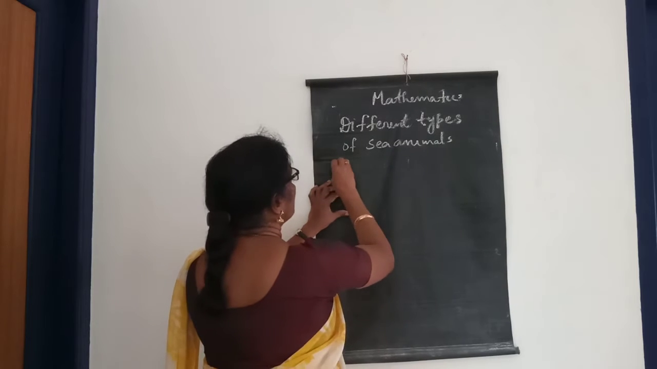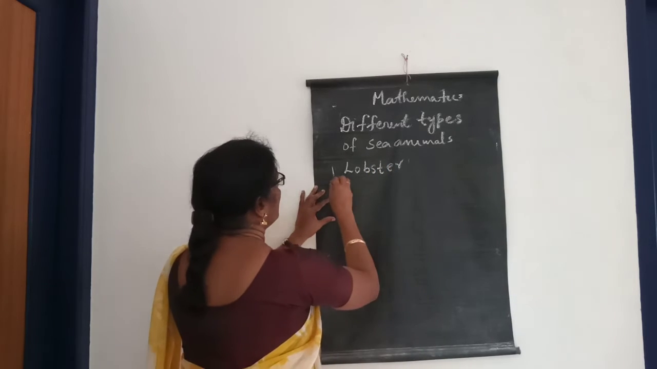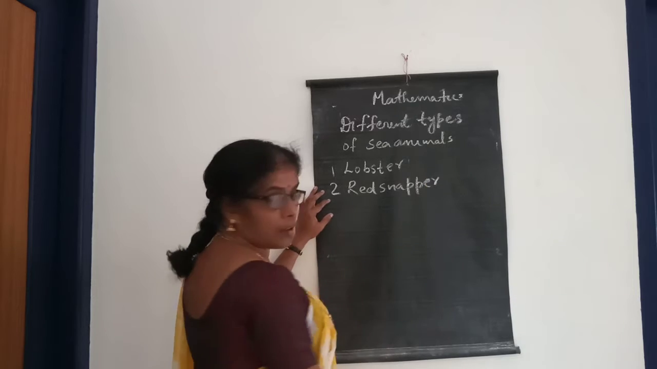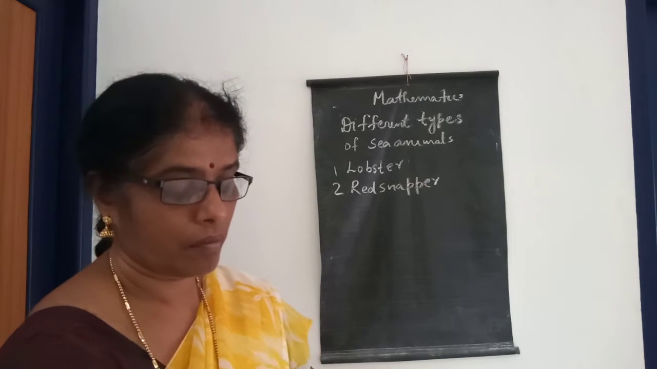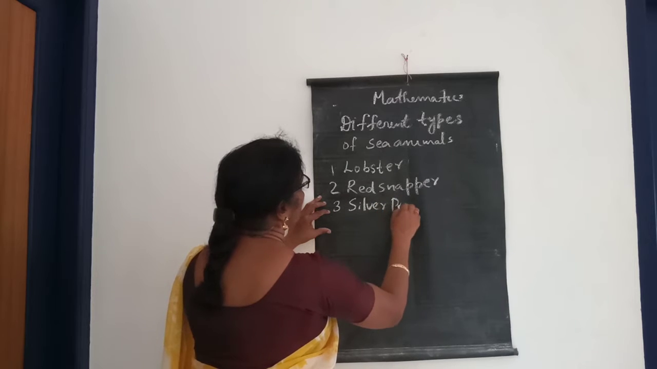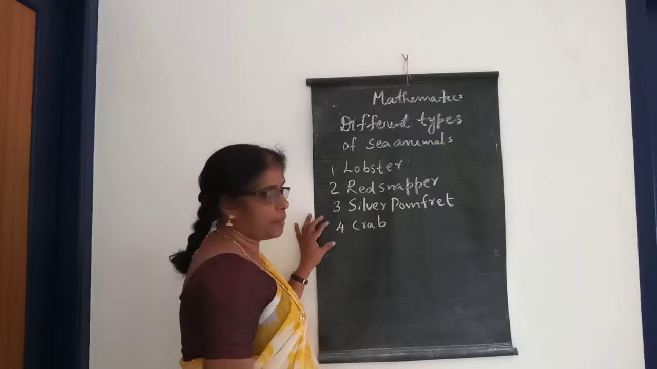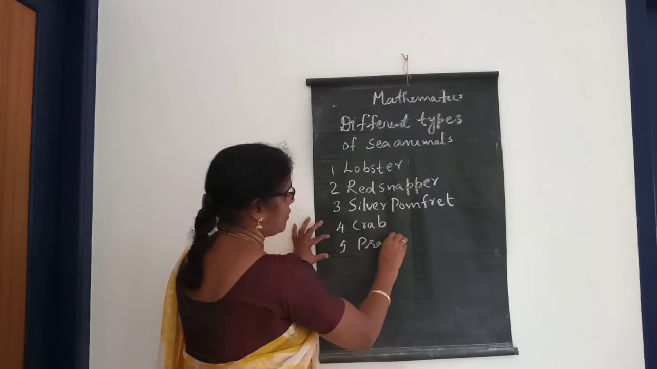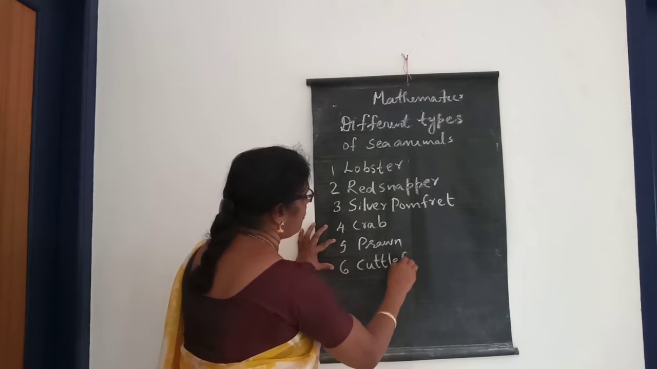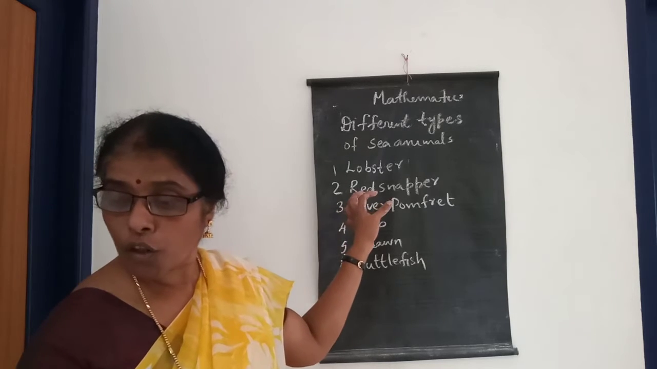That is lobster. Write, children, the different types of sea animals: lobster, red snapper, silver pomfret, crab, fire prawn, crab, prawn, cuttlefish, silver pomfret, then red snapper, lobster, red snapper, then octopus, jellyfish.